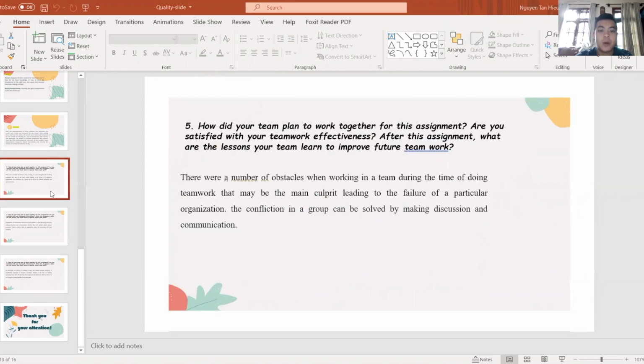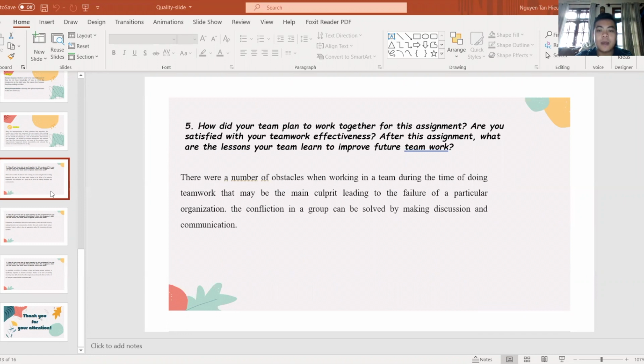Now I will come to the last question. Based on the time of doing the assessment, we were able to recognize the value of working in a team, and we hold the belief that teamwork is strongly essential nowadays. There were a number of issues when working in a team that may be the main culprit leading to the failure of a particular organization.